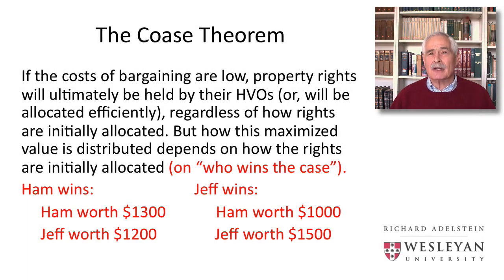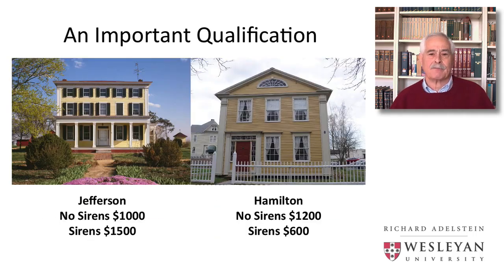But there's a very important qualification to the Coase theorem, which is not obvious from what we've been saying up until this point. Let's go back to that second example that we had in the previous lecture. That is, let's assume that Jefferson can earn $500 of profit by testing the sirens, increasing the value of his house from $1,000 to $1,500. But if he does so, he will decrease the value of Hamilton's house to Hamilton by $600, from $1,200 to $600.